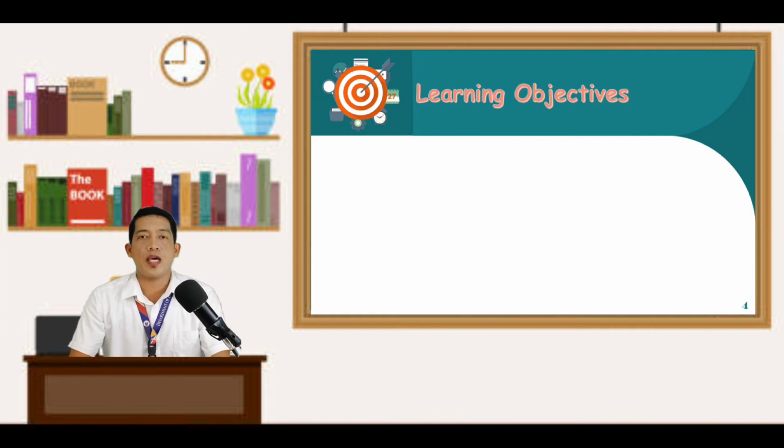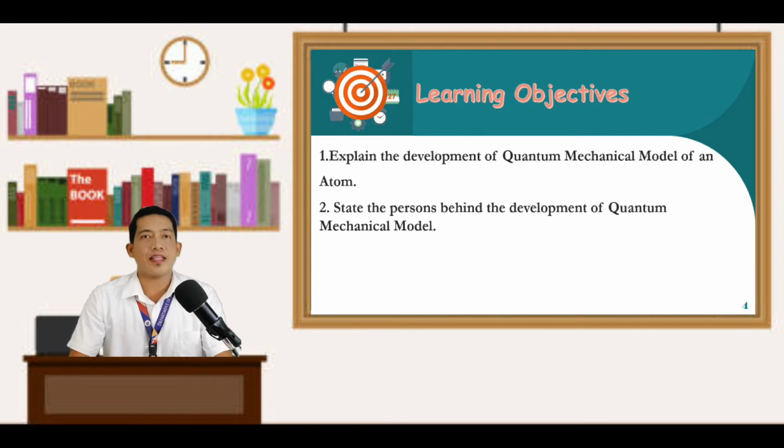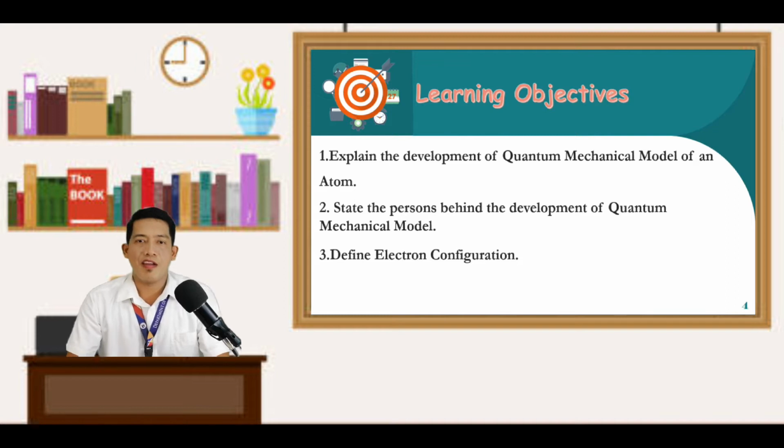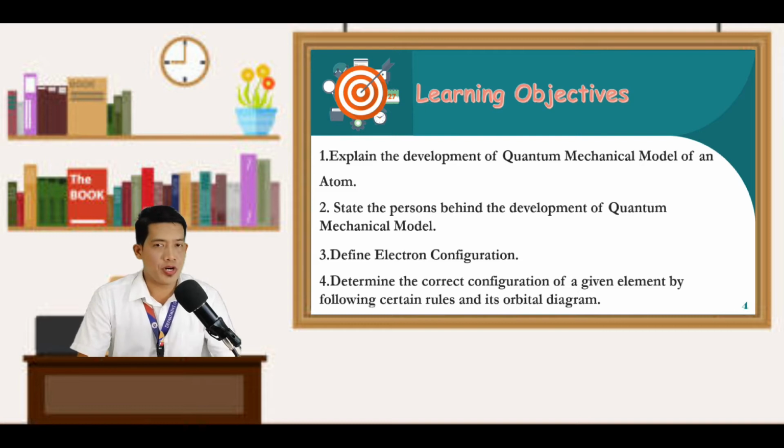At the end of the lesson, you are expected to first explain the development of the quantum mechanical model of an atom. Second, state the persons behind the development of the quantum mechanical model of an atom. Third, define electron configuration. And fourth, determine the correct configuration of a given element by following certain rules in its orbital diagram. Be sure that at the end of the lesson, you will attain the desired objectives.